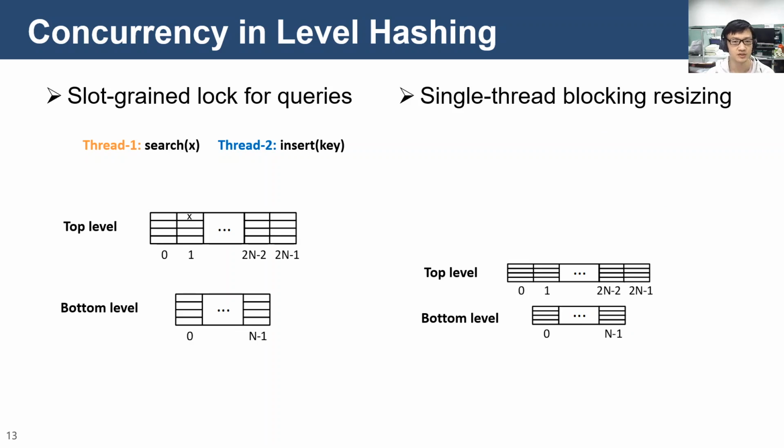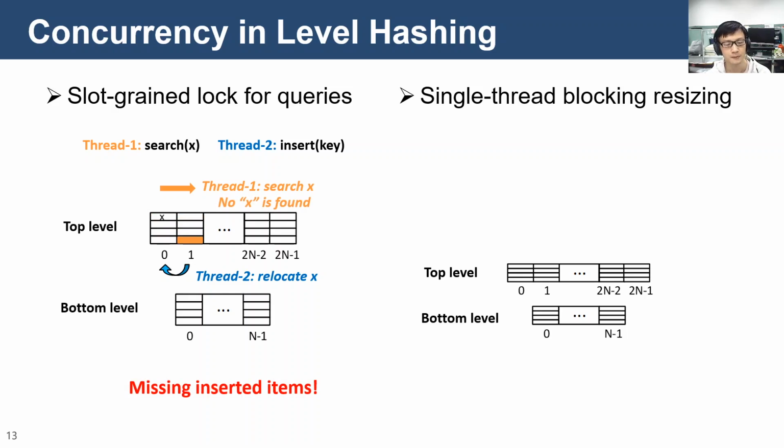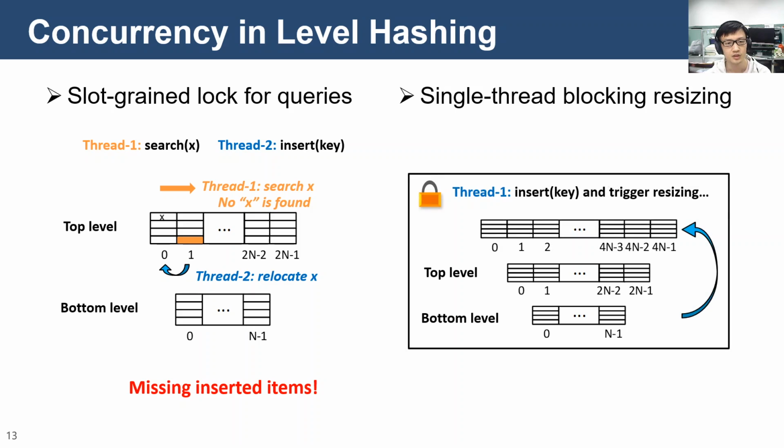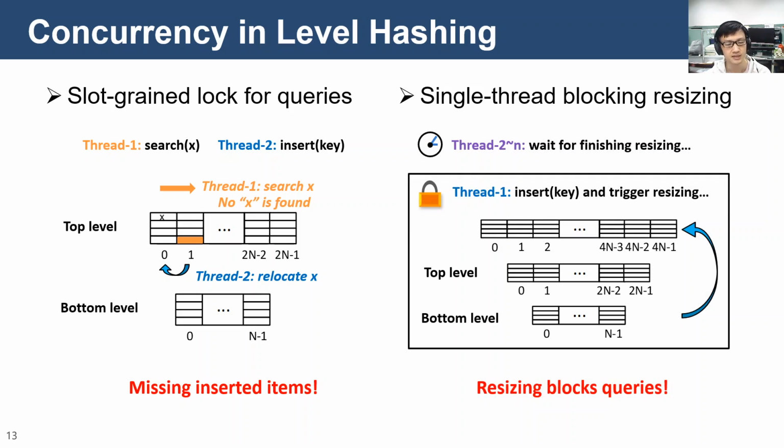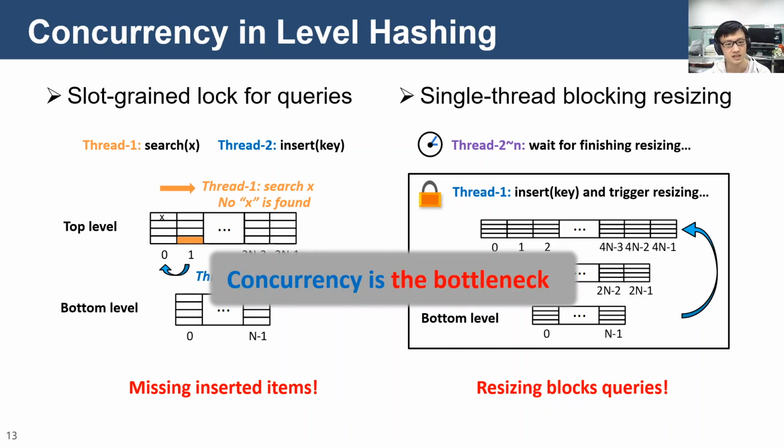Despite the optimizations for PM, level hashing has limited concurrency due to inefficient logs. For interleaved search and insertion, the slot-grained logs do not stop the concurrent data movement, thus missing inserted items for search operations. Moreover, original level hashing leverages single-thread resizing, which blocks queries in other threads. In summary, for existing PM hashing indexes, concurrency is a bottleneck.